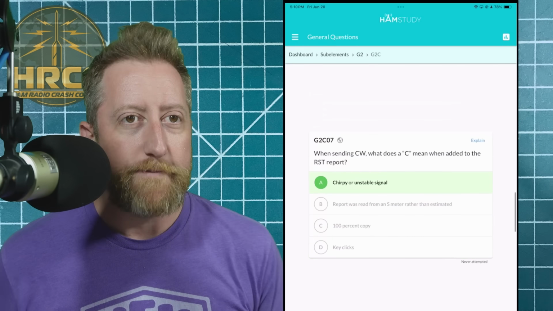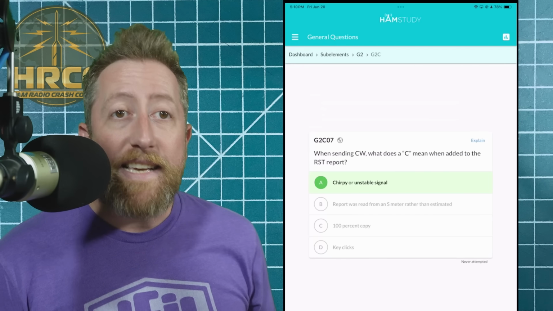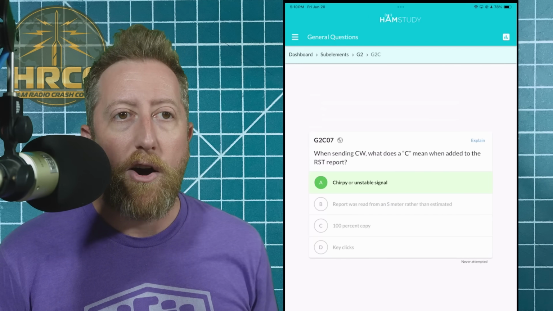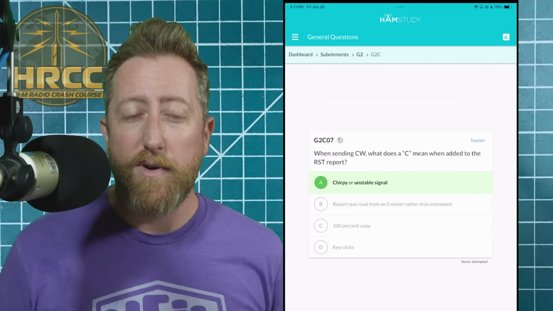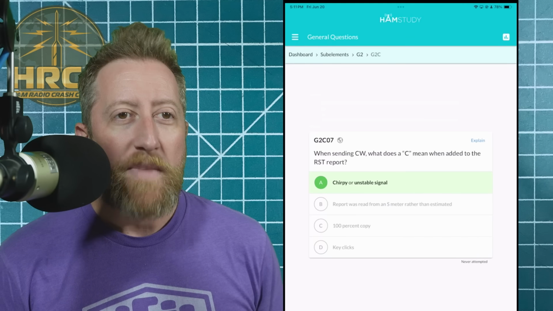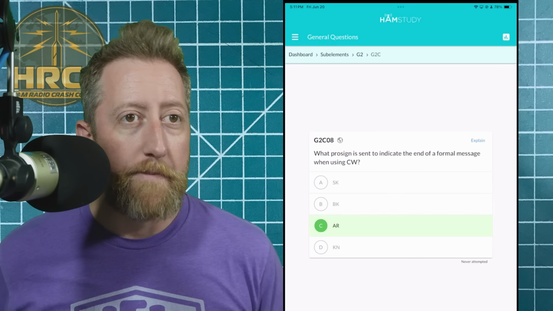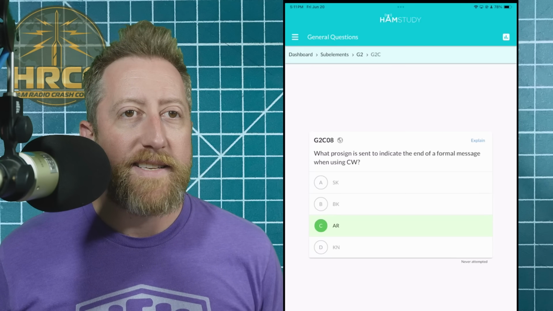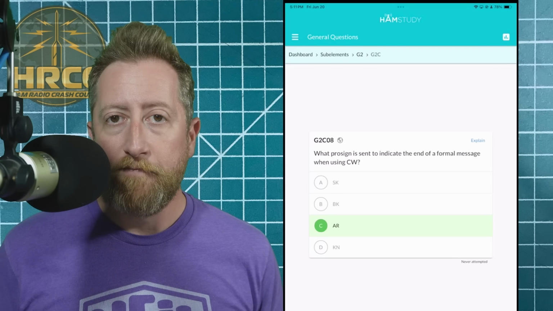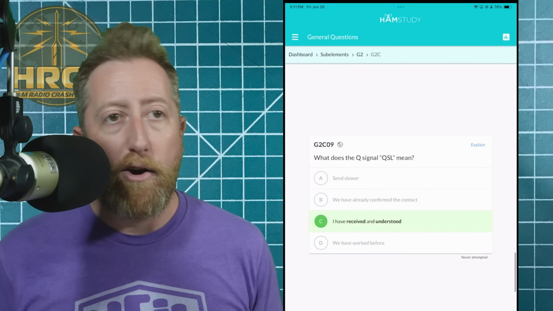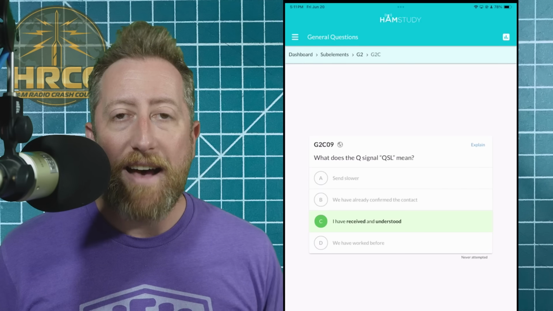Number 7, when sending CW, what does a C mean when added to the RST report? All right, so that's like the signal strength, the received signal strength. A, chirpy or unstable signal. Number 8, what prosign is sent to indicate the end of a formal message when using CW? And that is CAR. Number 9, what does the Q signal QSL mean?